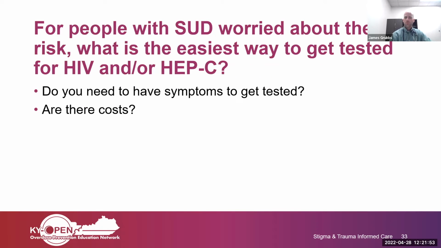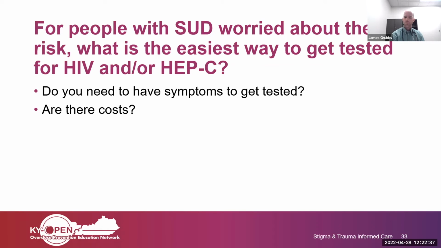So this question was for people with substance use disorder who are worried about their risk. What is the easiest way for them to get tested for HIV and hepatitis C? This gets at the next practical step: what to do if someone is interested in getting tested, and if you do encourage someone to get tested, how can you direct them to that? I would say there are multiple ways to get tested. The health department is certainly one way. There are other AIDS service organizations in the community, so AVOL and everything. That's one way to get tested here.